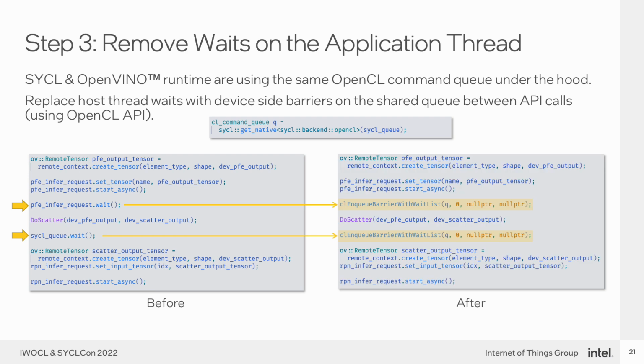That removes the need for waiting on the application thread, because the device queue now knows that it should not run scatter before the first inference ends, and that it should not run the second inference before the scatter ends. Let's look at the impact of our optimization.